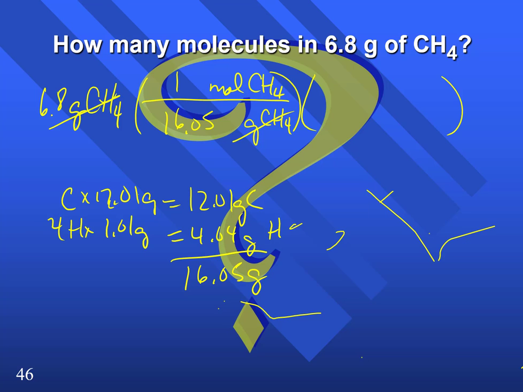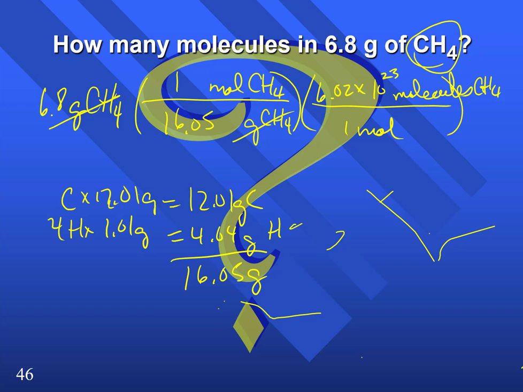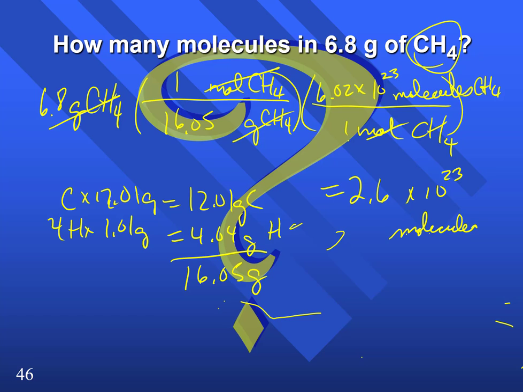Well, what is 1 mole? 1 mole is 6.02 times 10 to the 23rd pieces. And the piece for CH4 is a molecule because it's molecular, all nonmetals. So that cancels out my moles of CH4. So 6.8 divided by 16.05 times 6.02 EE23 equals, I got 2 numbers, so 2.6 times 10 to the 23rd molecules of CH4.